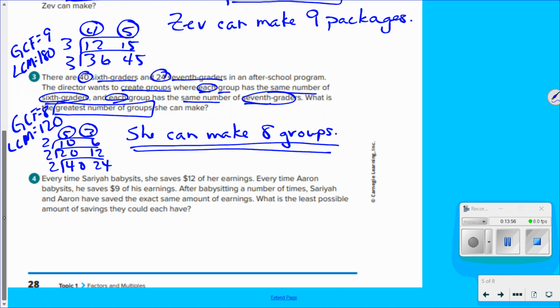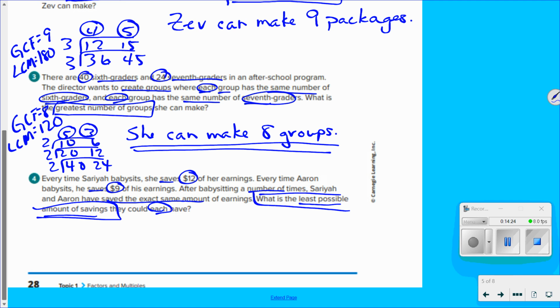Okay? It's one thing to do the math. It's another thing to interpret it so you understand what's happening. Okay, every time Soraya babysits, she saves $12 of her earnings. Every time Aaron babysits, he saves $9 of his earnings. After babysitting a number of times, Soraya and Aaron have saved the exact same amount of earnings. What is the least possible amount of savings they could each have?